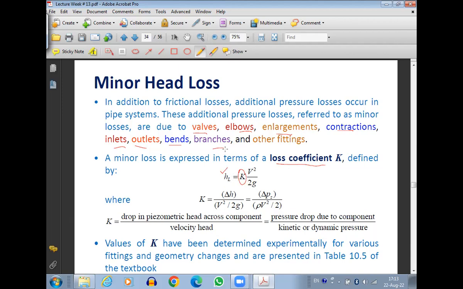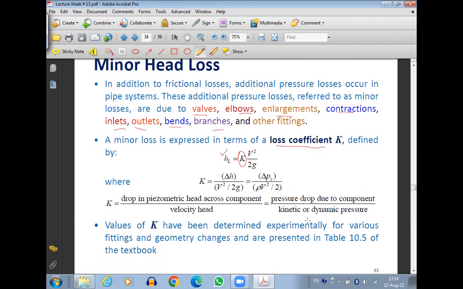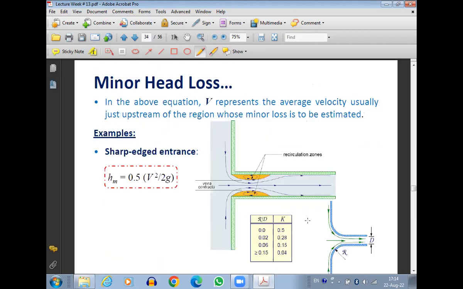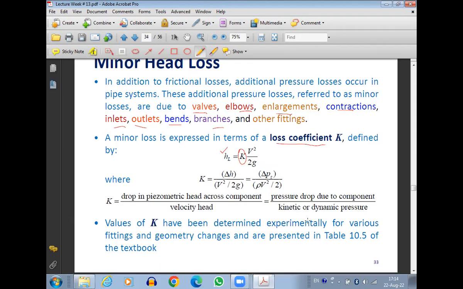Okay. So this K is basically what? It is the ratio of pressure drop due to the component to the kinetic or dynamic pressure within the flow. Since it is the ratio of two pressures, the K is a dimensionless quantity. It will not have a unit.